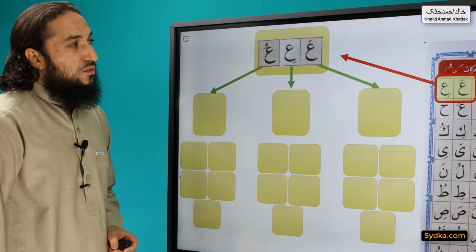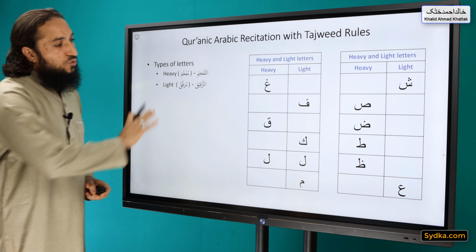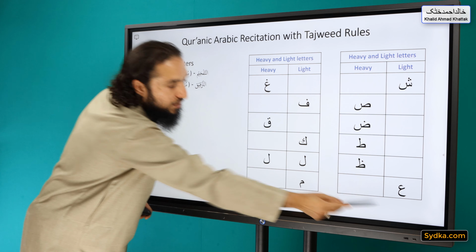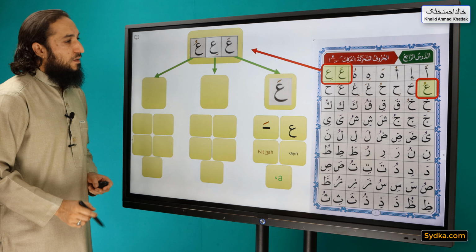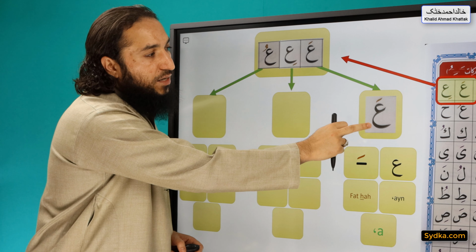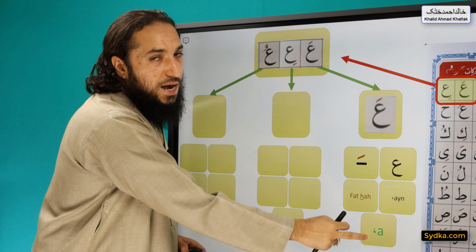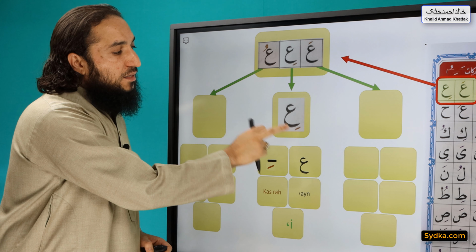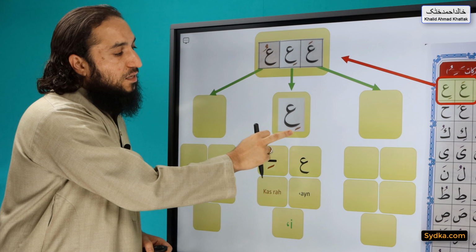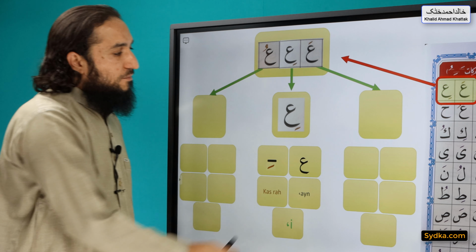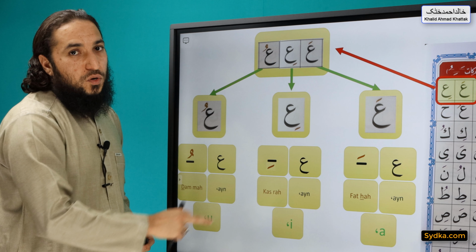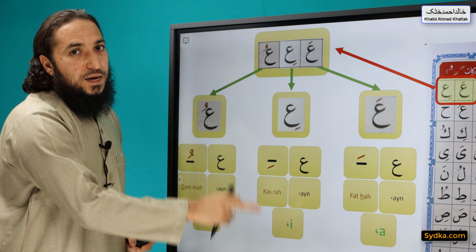The next three syllables are about ayn. So we have to see ayn, is it light or heavy? We can see it is a light letter. So ayn, fatha goes on top of it. Ayn, fatha, a. Ayn, kasra, i. Ayn, dhamma, u. A, i, u.